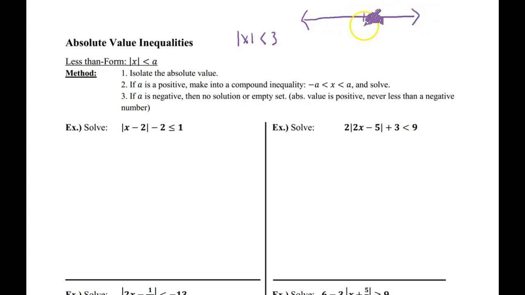So in general, I'm starting at 0. Just drawing some numbers here: 1, 2, 3, 4, 5, and 1, 2, 3, 4, 5 on the other side. Alright, so I've got this number line here, and I want all of the distances that are less than 3 units from 0. I don't have anything going on inside this absolute value. It's just x. That means I want all the values of x whose distance is less than 3 units away from 0.